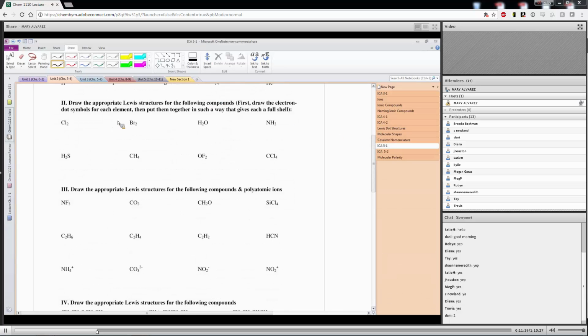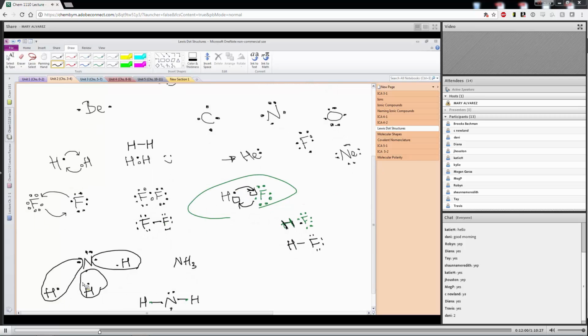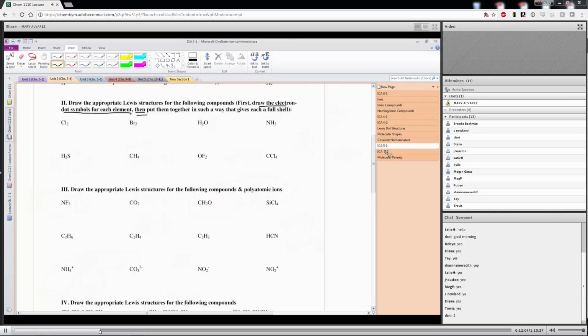Part 2, we're drawing Lewis dot structures by first drawing the symbols for each element and then putting them together. So exactly like I was doing here. I would first draw each element and then I would put them together. That's what I want you to do with this section, section 2.